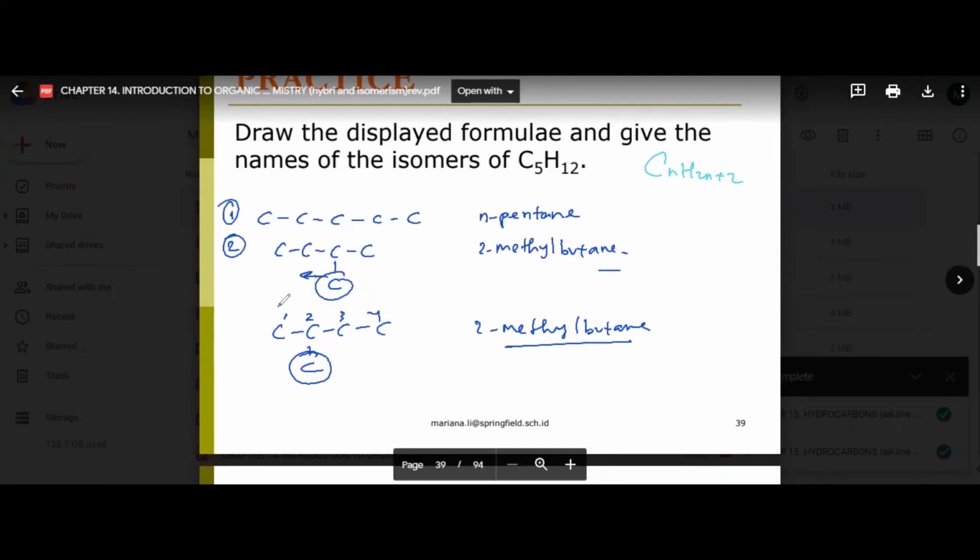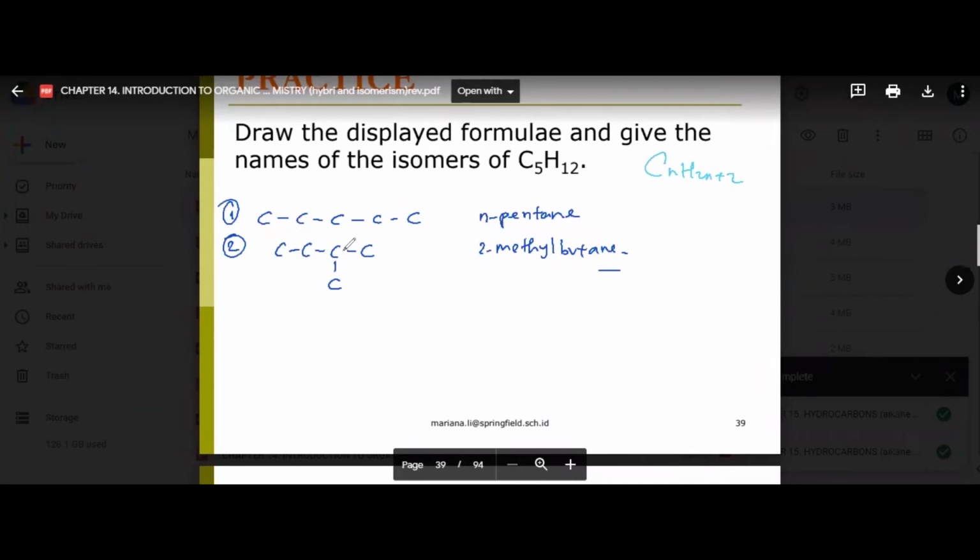So that's why I told you that it is very important for you to give a name, to see whether you repeat the same structure. So this is wrong. So there is no other possibility for a 4 straight chain.